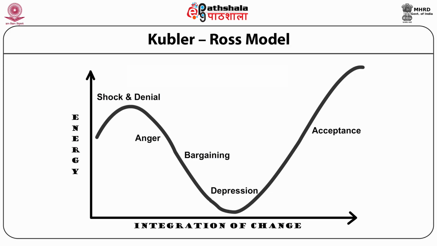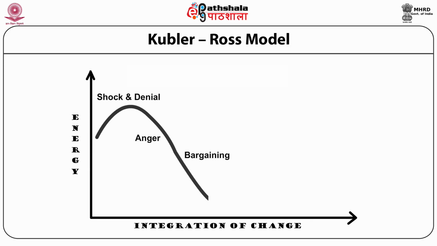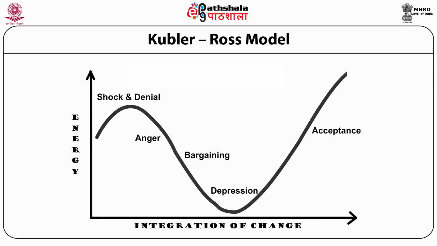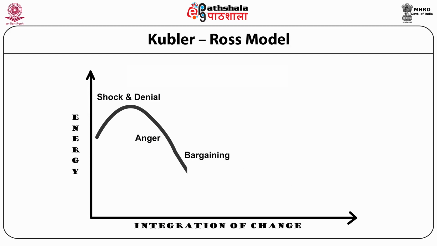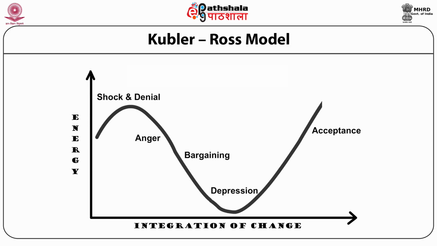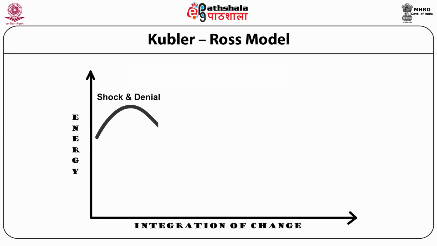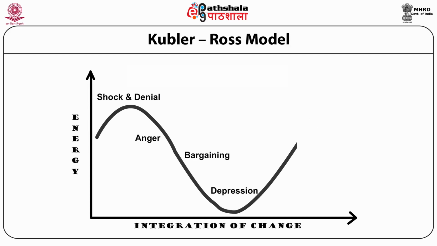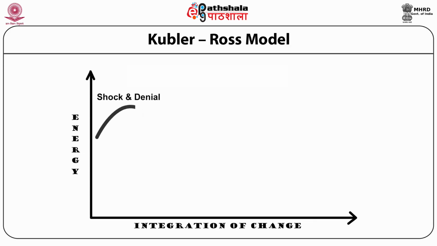And after this, there is anger among a few people and the energy levels actually come down. After that, the top management has to bargain with a few of the people who really create problems. And ultimately, there comes a stage where there is depression, which is the lowest stage, where the change is not taking place. But slowly and gradually, once there is buy-in and there is enough motivation given to the people that if they do not change, they will ultimately become extinct, slowly and gradually, there is the stage of acceptance.